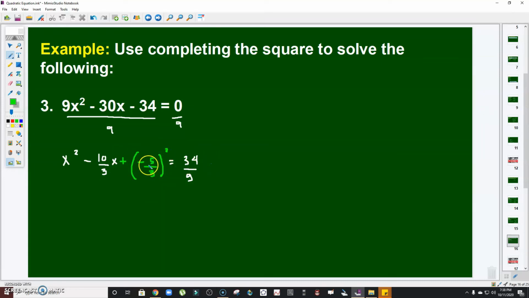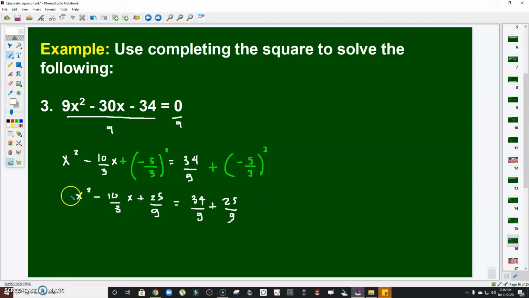Okay, so, I added 25/9 on the left side. I will also add 25/9 on the right side. What is 25/9? That's negative 5/3 to be squared. See that? Okay, so let me rewrite it. x squared minus 10/3 x plus 25/9 equals 34/9 plus 25/9. There you go. Okay, now, perfect square.